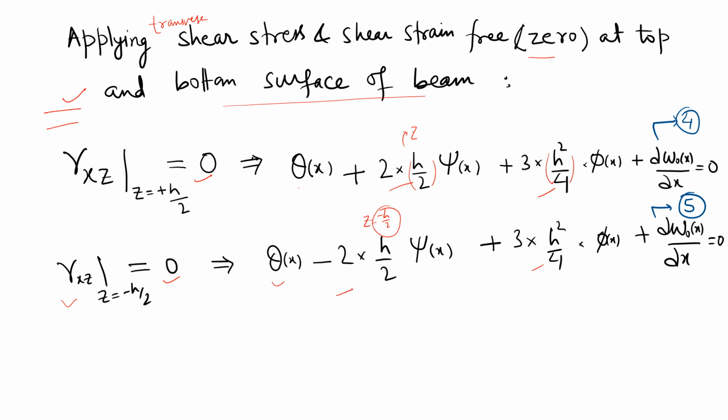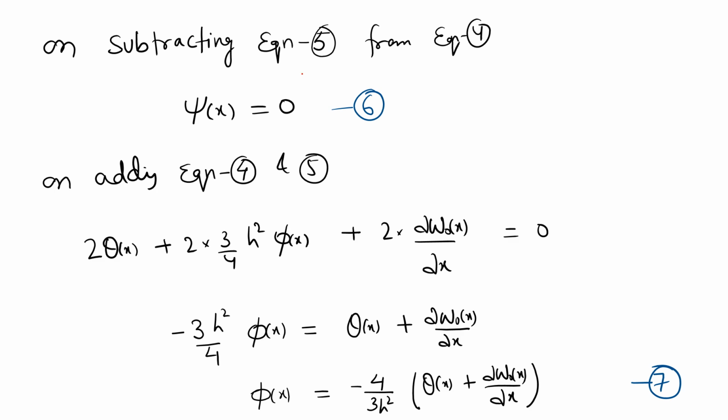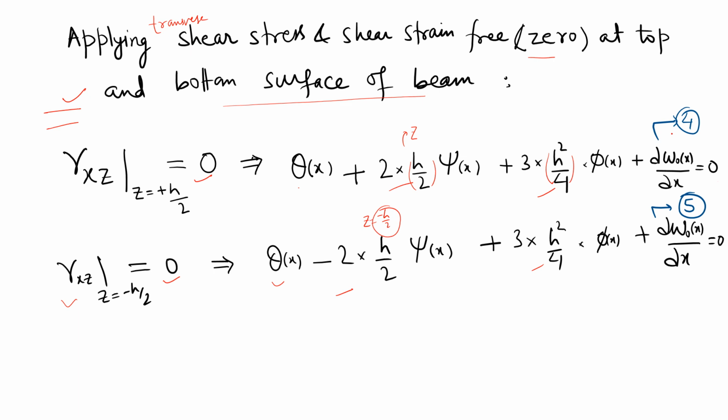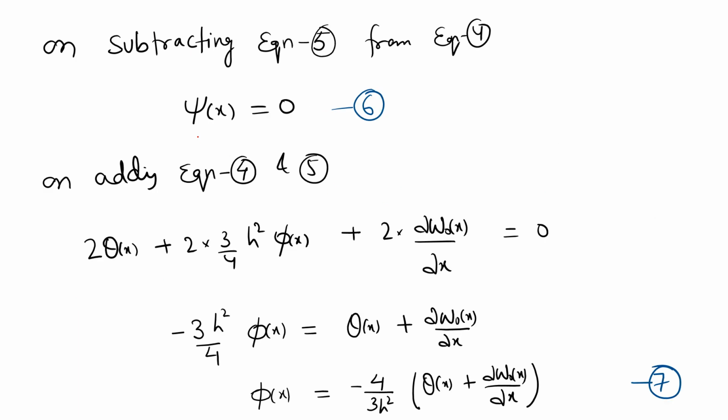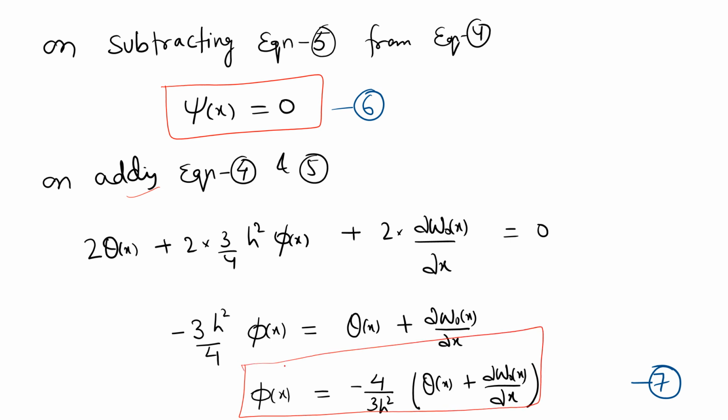So h square by 4, h square by 4, and it is plus h by 2, minus h by 2. After adding or subtracting the equations, this is equation 4 and this is equation 5. If we add and subtract, we get psi of x equals 0, and by adding equations 4 and 5 we get phi of x equals this. So we get phi of x in terms of theta x and del w naught by del x.